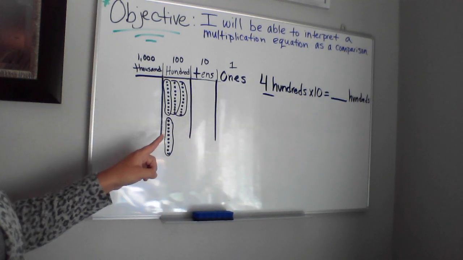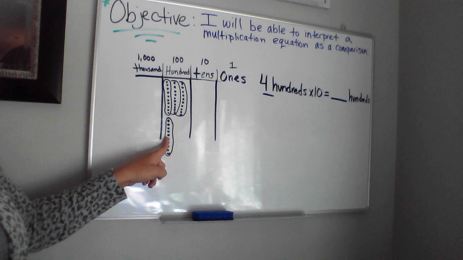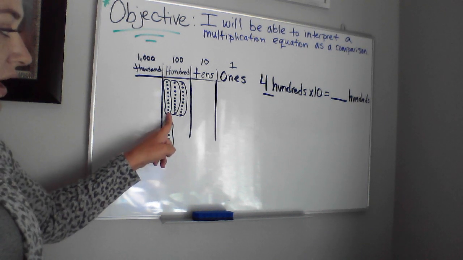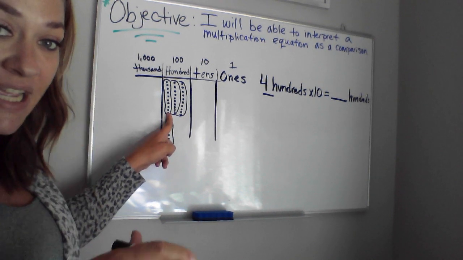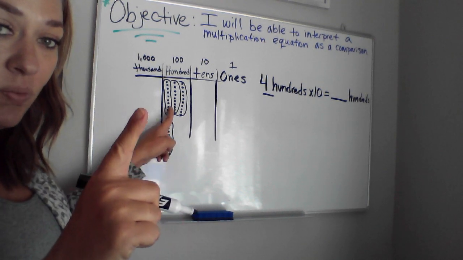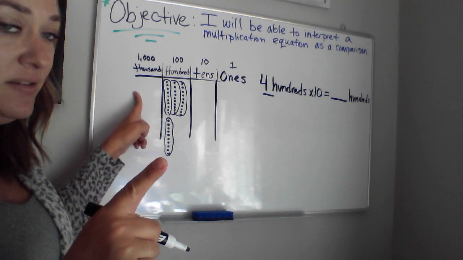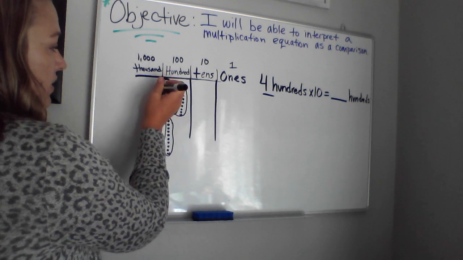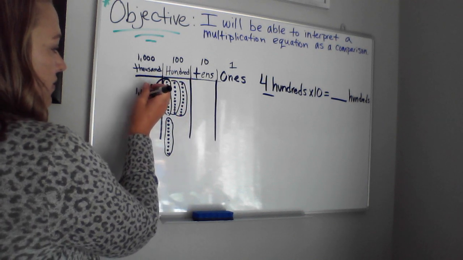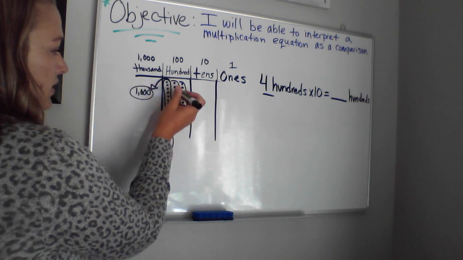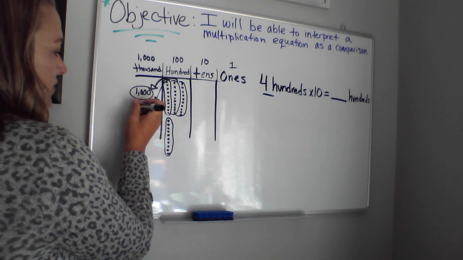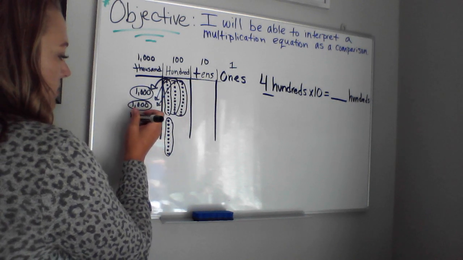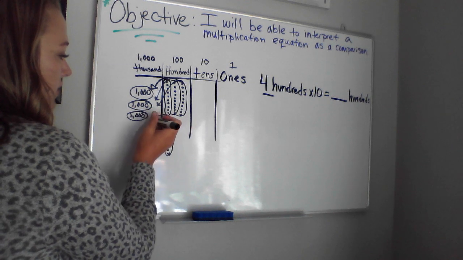hundreds times 10. So I know that I have 1, 2, 3, 4 groups of 10 hundreds. So my one group of 10 hundreds is equal to 1,000. Okay, so we're going to show that here. So if I have a group of 10, I can bundle those and move them over, and that's going to give me 1,000. I'm going to do that with each of my groups of 10 in my hundreds column. You guys should be seeing the pattern by now.